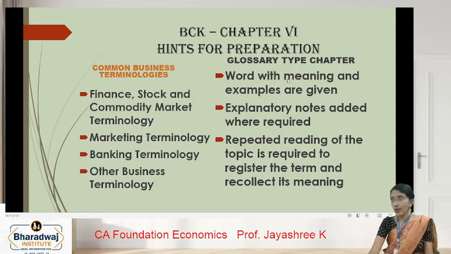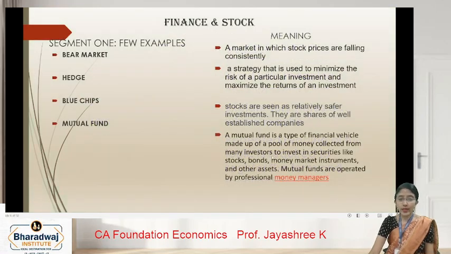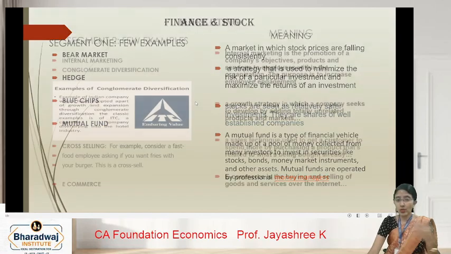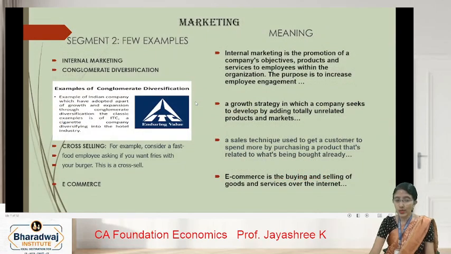In our material also you would have seen that we have given some explanatory notes where required, small charts, and some tips for you to remember. But this requires repeated reading. It's like a glossary kind of topic. So look at the example. Some terms have been given: bear market, hedge, blue chips, mutual fund, and the meaning is given in elaboration. This is how the topic even looks.